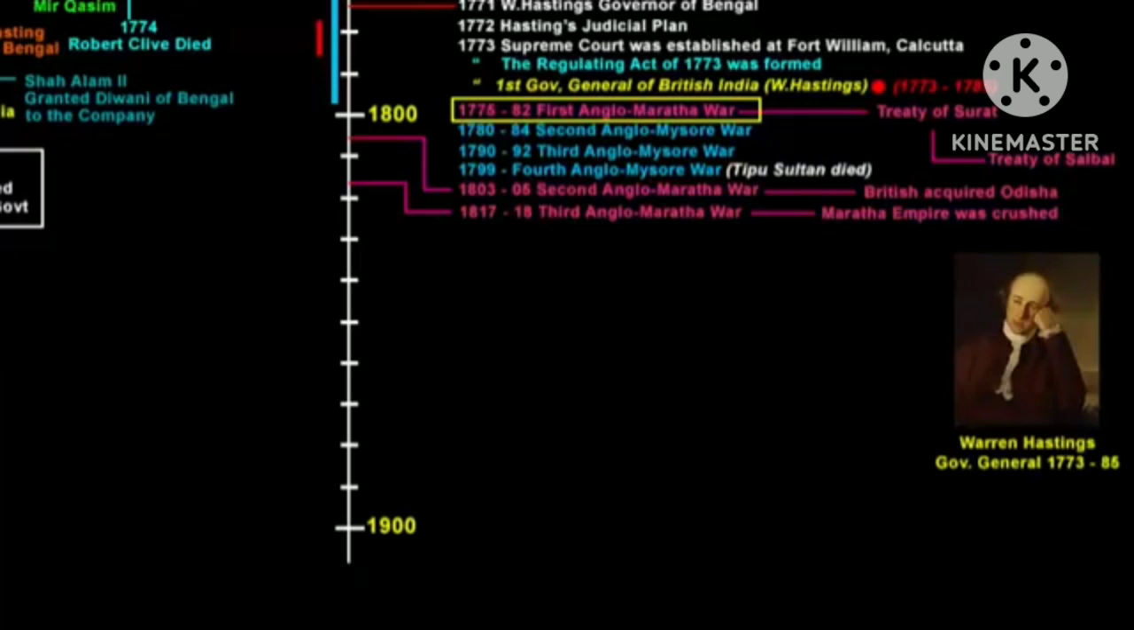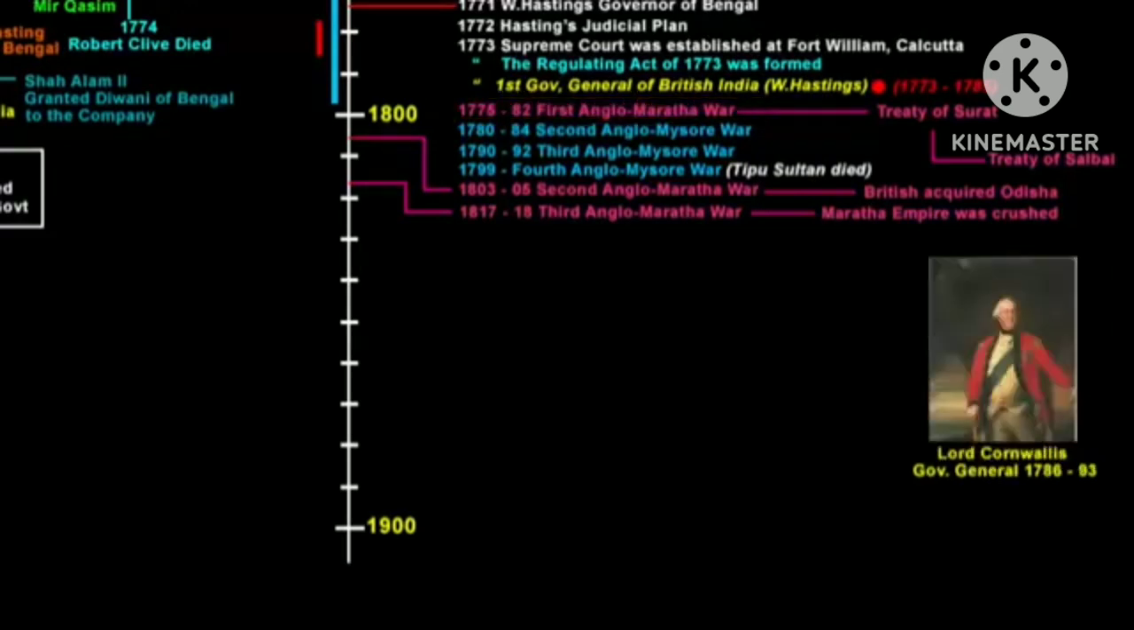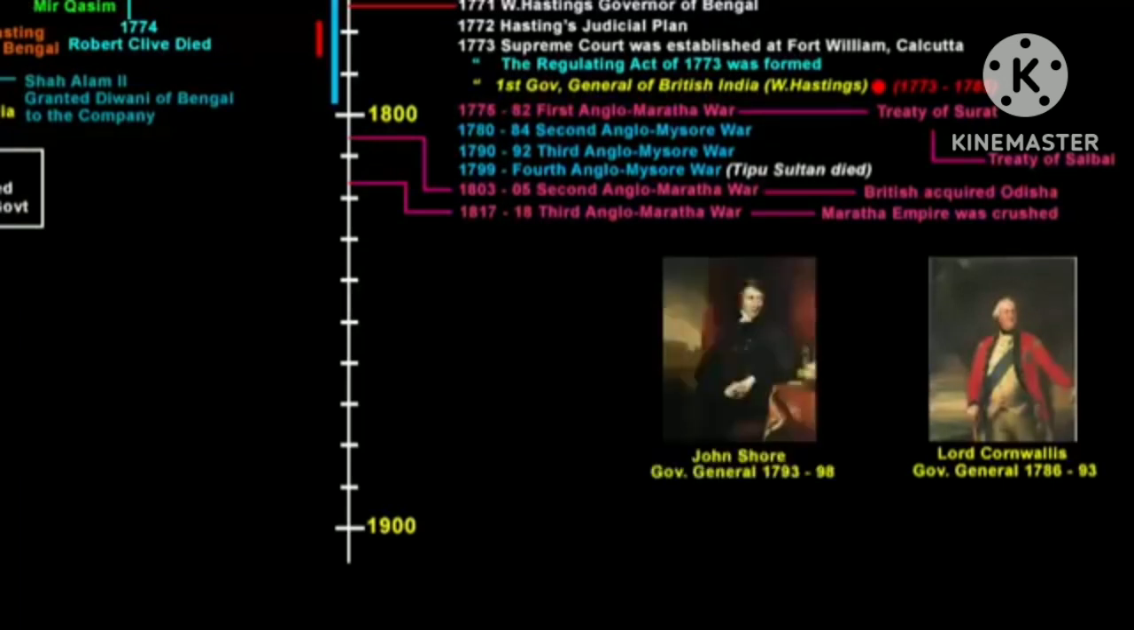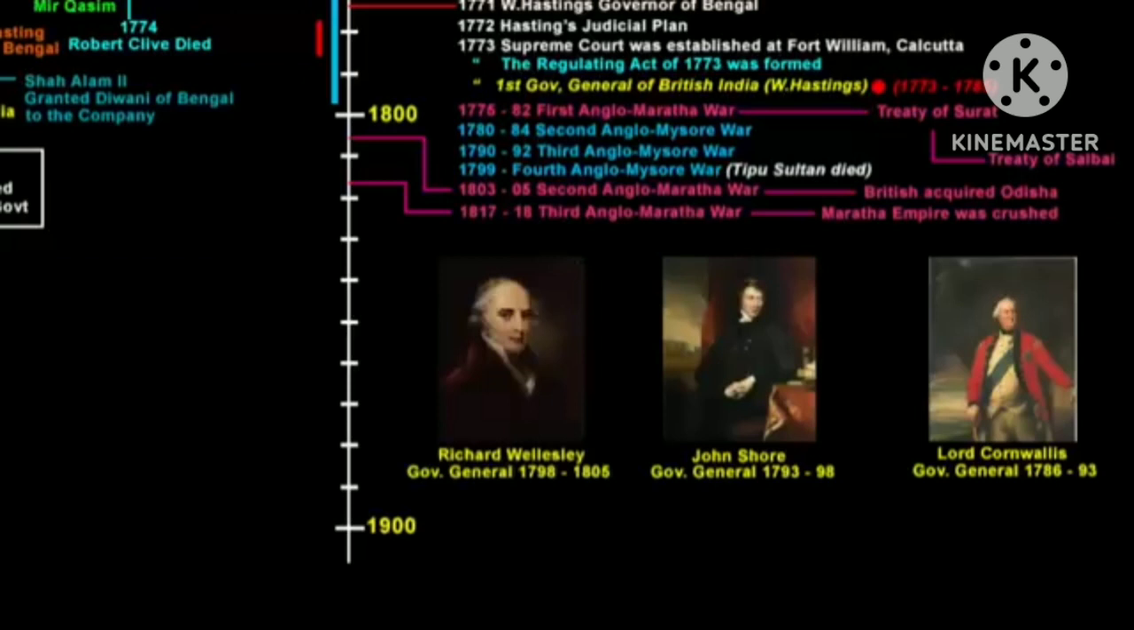He left office in 1785. Then Lord Cornwallis came in 1786. He was there till 1793. After Cornwallis, it was John Shore from 1793 to 98. After him, Richard Wellesley was the Governor General from 1798 to 1805.